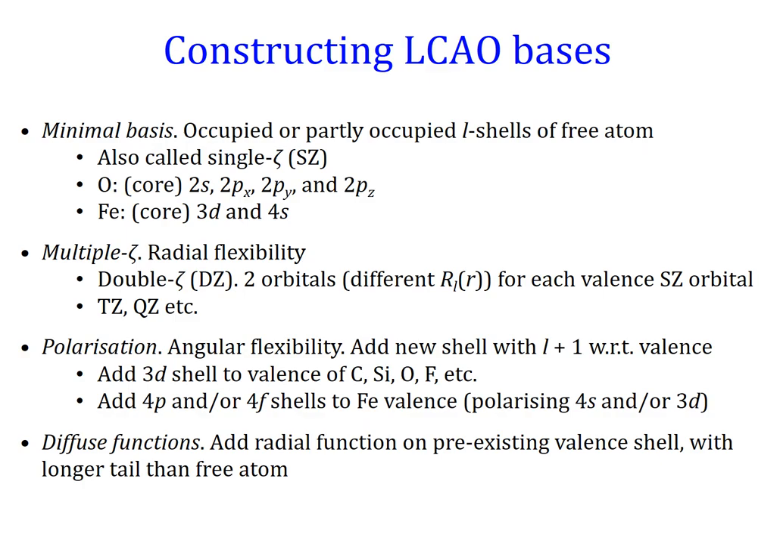In addition, you can increase angular flexibility by introducing polarization orbitals. That means shells of orbitals with an angular momentum which is larger by 1 than the largest angular momentum that you had in the valence before. In addition, you can also introduce diffuse functions, that would be wave functions that decay slower than the ones you find in the free atom.